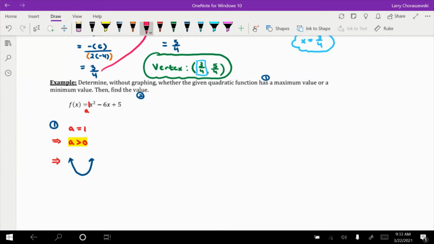Now, why is that important in terms of answering whether it has a maximum or a minimum? Well, let me ask you this. Would this parabola have a highest point, or would it have a lowest point? It would certainly have a lowest point. And because there's a lowest point, this function is going to have a minimum. Does that make sense?